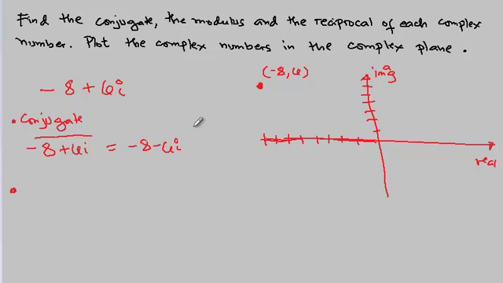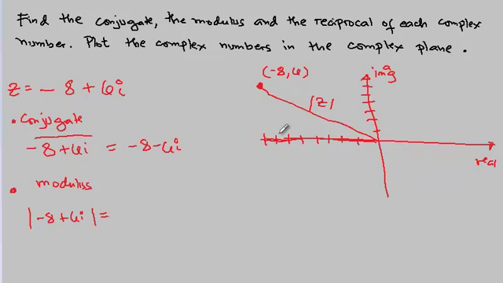Next will be to find the modulus. Modulus is simple: how far is that point from the origin? So for negative 8 plus 6i, the modulus of that will simply be equal to how far that is. If we have z as the complex number, that is the modulus of z.